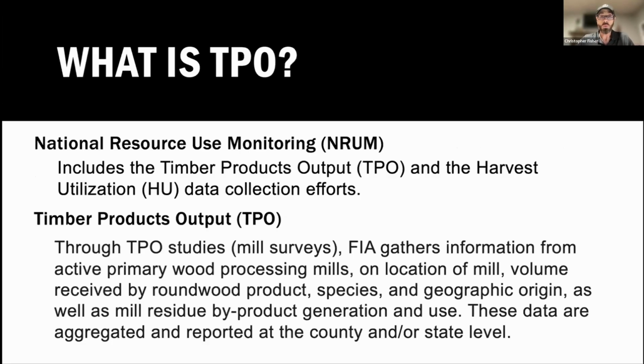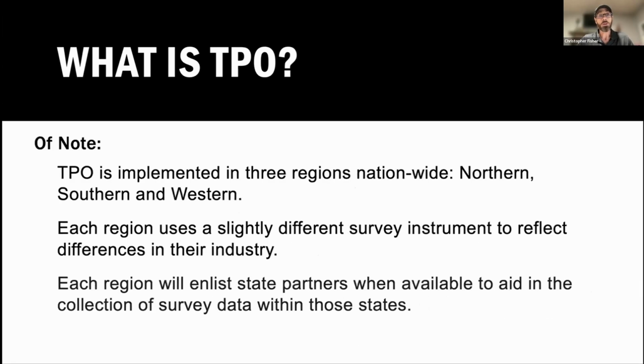Just an overview, we've spoken about it. We are all part of the National Resource Use Monitoring Program, and TPO is both a survey and a utilization study, and this is going to be about the survey. So one thing to note, which again has been said, but maybe not quite so overtly, TPO data is collected in 3 separate regions. There's the northern, the southern, and the western. So we are responsible in Massachusetts for implementation of the northern version of the survey.